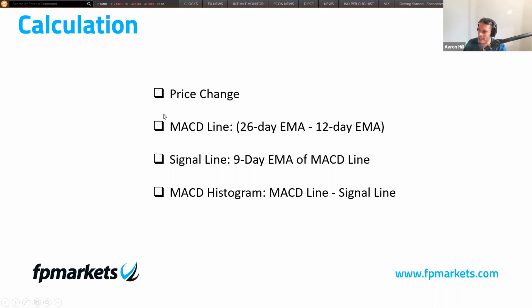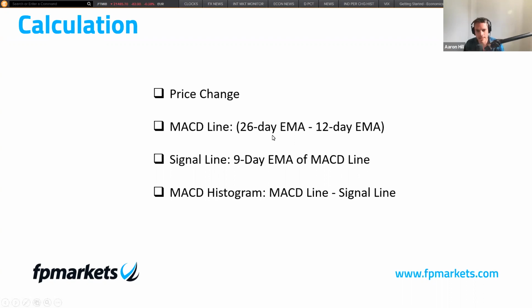So the MACD line, the first component, of course, is price change. Pretty simple stuff, guys. Price moves up and down. So we're looking at the price changes over certain periods. Then we have the MACD line. So the MACD line, as you can see here, is the difference between a 26-day EMA and a 12-day EMA.